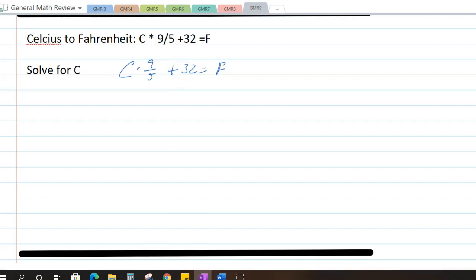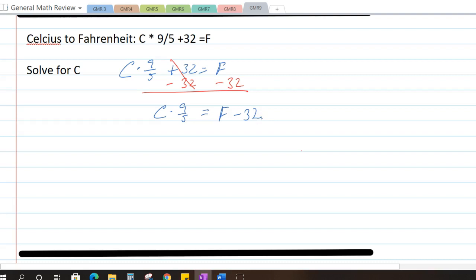I need to do some opposites. So the opposite of adding 32 is to subtract 32. What I do to one side, I do to the other. Negative 32. The 32's cancel out, and that gives me C times 9/5 is equal to F minus 32.